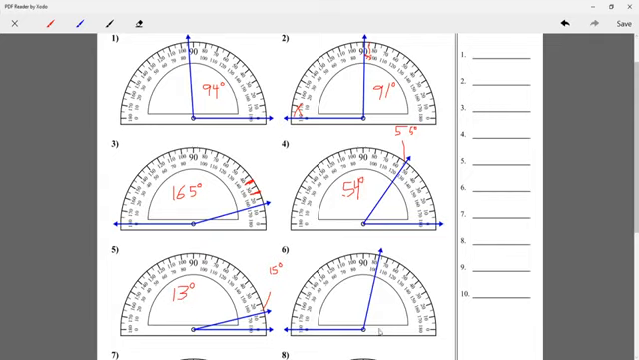Now, let's see this one. We're starting number 6, so we have the zeros in the middle. So zeros on the inside, so we're using the inside numbers. So right here, this line is the 100, this line is the 110. So this line has to be 115.